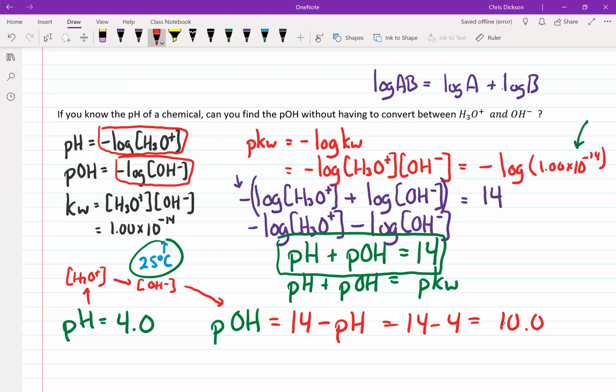So this is a nice formula if you know the pH and you just want to get the pOH, or vice versa. And please remember, it is only true if you're working at 25 degrees Celsius that these would sum to 14.